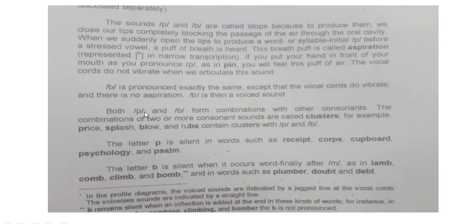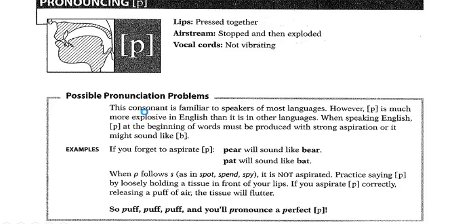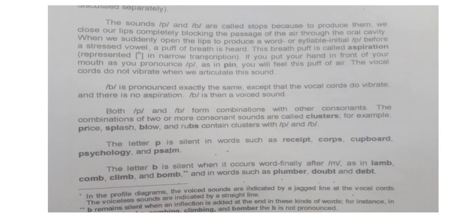Both p and b form combinations with other consonants. The combinations of two or more sounds are called clusters. Clusters, remember this concept, clusters. They are combinations of two or more consonant sounds.